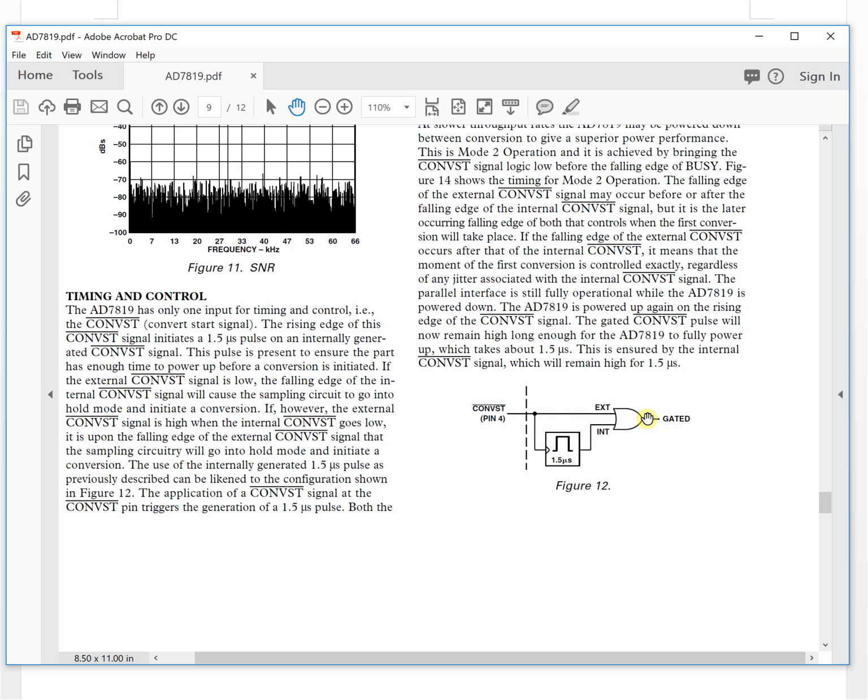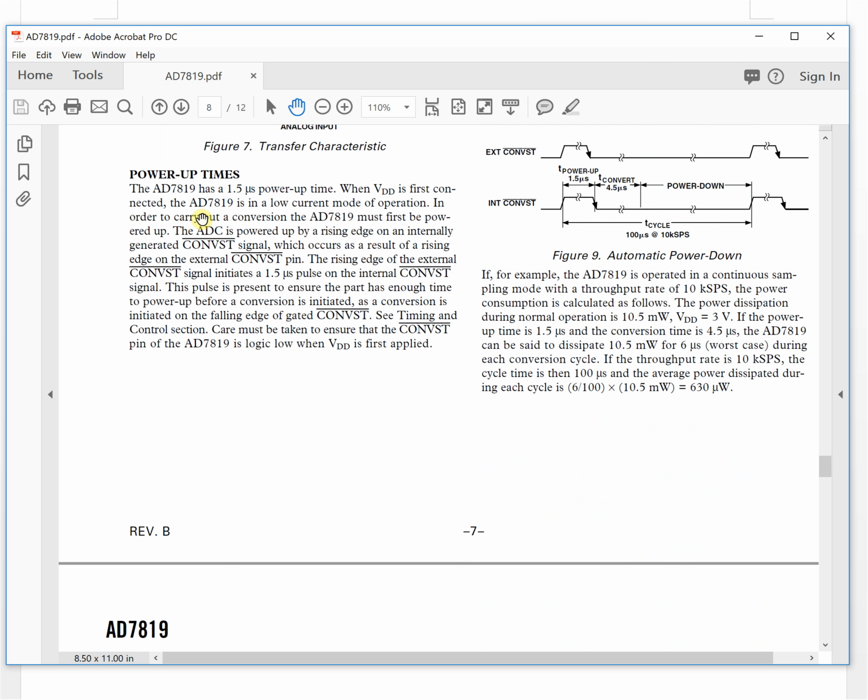Yeah, it's better to take a look here. The description tells us it has a 1.5 microsecond power up time, and it will be triggered by a rise edge on the internal convert signal to generate the signal.